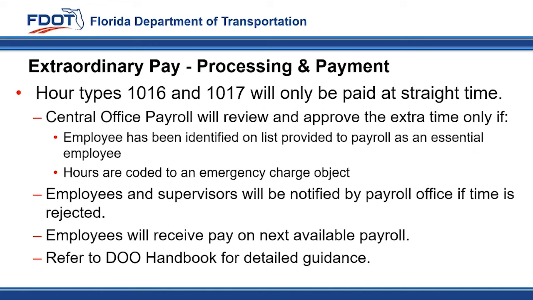Central Office Payroll is responsible for the review and approval of extra time and will look to ensure that the requirements we discussed today are met. That includes the employees being identified on the list of essential employees and that hours are coded to the emergency charge object. The employee and supervisor will be notified by email by their local payroll office or Central Office Payroll if time is rejected or if a timesheet is coded incorrectly. Payments will be made in a lump sum or on the first or second supplemental payroll following the pay period the hours are worked and the timesheet is approved.